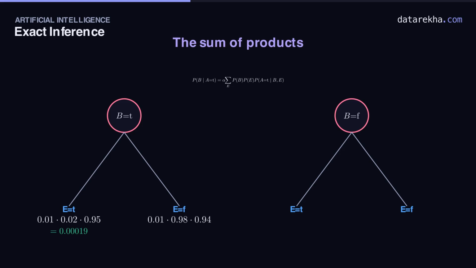The second, burglary true, no quake. Much bigger, about 9 thousandths, since a burglary alone almost always sets the alarm off. The third, no burglary, but a quake, about 6 thousandths. And the fourth, neither happened, yet the alarm rang, a rare false alarm, under 1 thousandth.